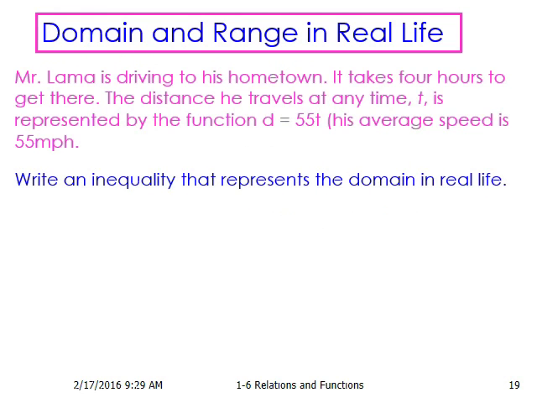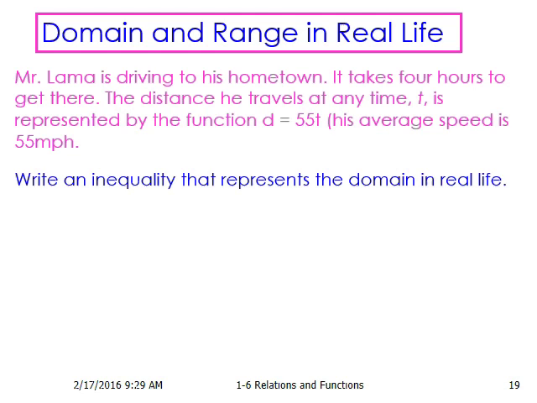Now we will see domain and range in real life. Now Mr. Lama is driving to his hometown. It takes 4 hours to get there. The distance he travels at any time t is represented by the function d is equal to 55t. 55 is the average speed. Write an inequality that represents the domain in real life.